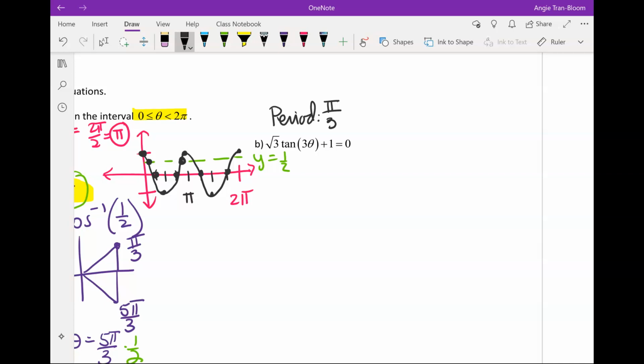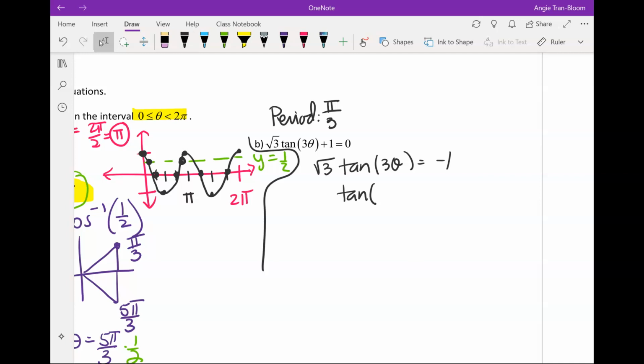And we solve it normally. What do you do first? Evan, what do you do first? Oh, yeah. Subtract 1. Good job. So we have rad 3 times tangent of 3 theta equals -1. What do we do next? Good. Divide both sides by rad 3. So we have tangent of 3 theta equals -1 over rad 3. Do not rationalize. You don't have to because that's not our end result.